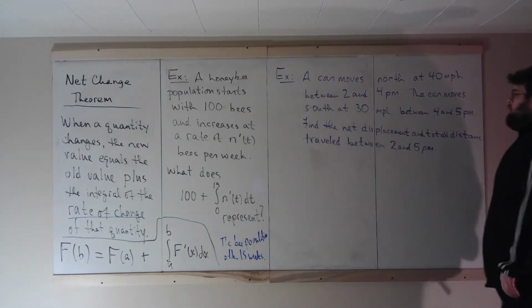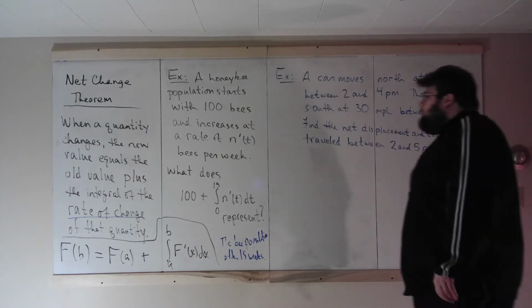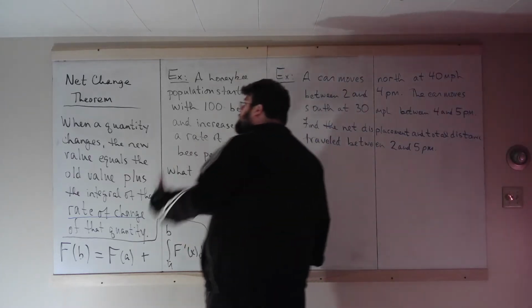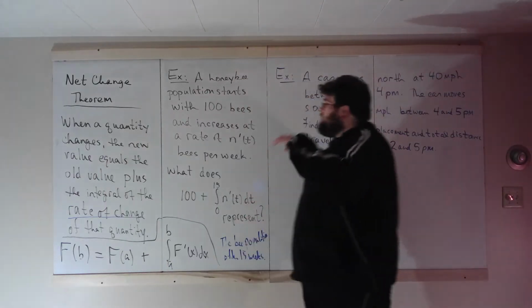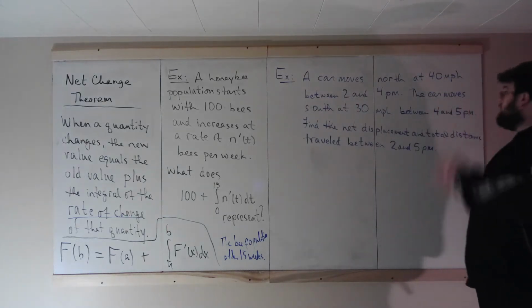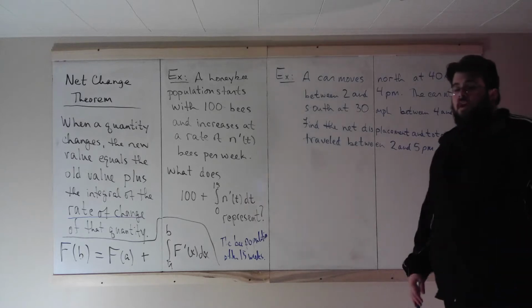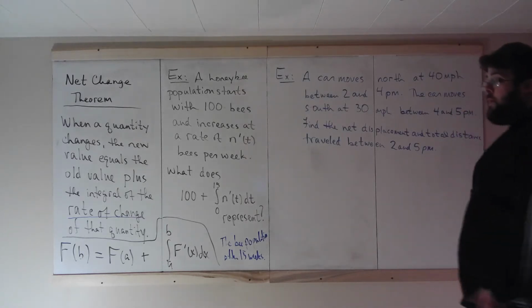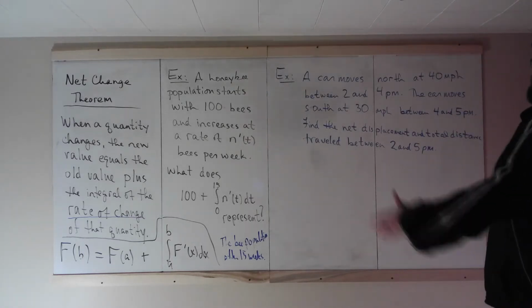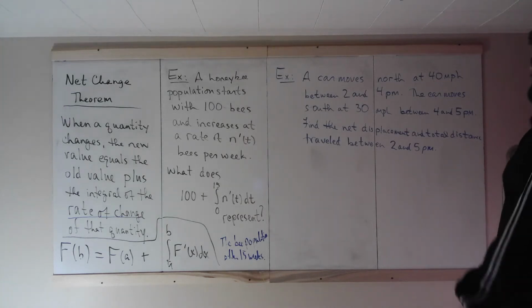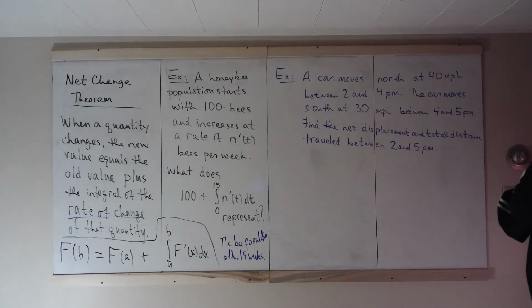Now, that type of example is just really a retranslation of the statement. An example you're more likely to see is one involving velocity. That's been the rate of change we've considered most throughout the semester, so it's the one you're most likely to see on a final exam. So let's look at this example.